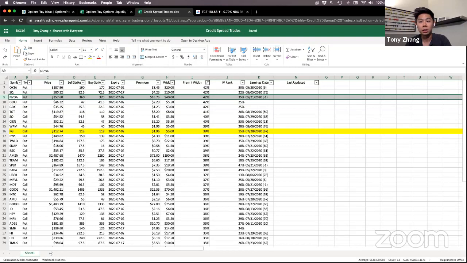What's your view on GDXJ? I'm generally speaking bullish on the miners. I know the miners pulled back a little today. I actually think that might be a good time to sell a put credit spread if you still believe that gold is going to continue to rally.